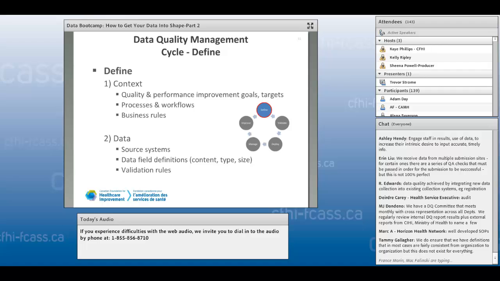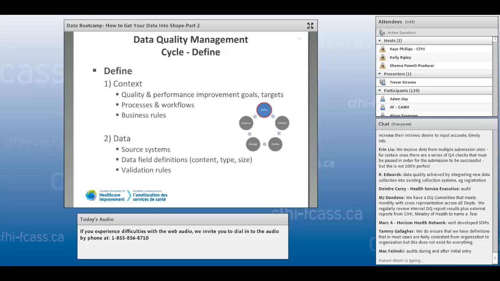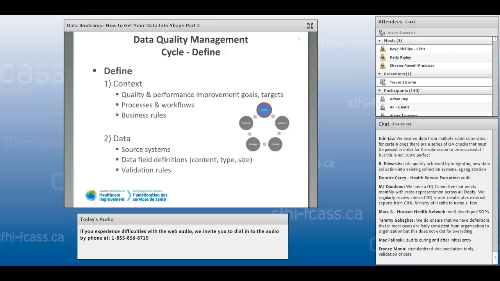So when we start off, it's very important to have clear definitions of 2 key things. One is the context, and this context tells us what the quality and performance improvement goals and targets are, what our processes and workflows are, and the business rules. So basically, what it is that we want to do with this data, and this goes back to the definition of high data quality being data that is fit for use in its intended role.